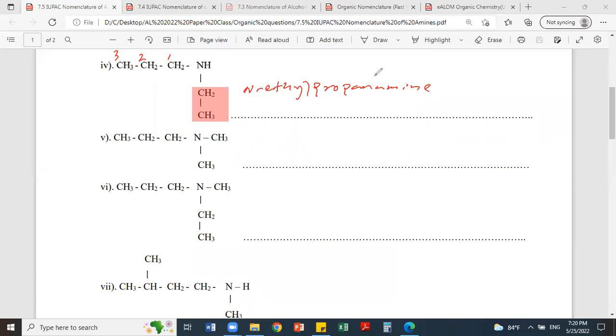This one now, there are two CH3 groups attached to the nitrogen. But nitrogen cannot have more than 3 bonds usually. Nitrogen usually forms 3 bonds with a lone pair, and maximum up to 4 bonds, like NH4OH. So this is N-dimethyl. N comma N, there are 2 methyl groups, so we call it dimethyl. So this longest chain has how many carbons? 1, 2, 3. So then it becomes propanamine.